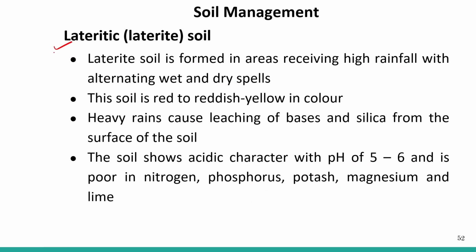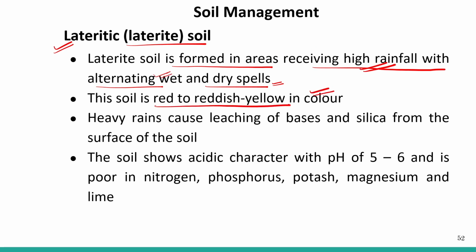Next is the laterite soil. Laterite soil is formed in the areas receiving high rainfall with alternating wet and dry spells. So they are present in areas which have high rainfall with alternating wet and dry spells. The soil is red to reddish yellow in color.